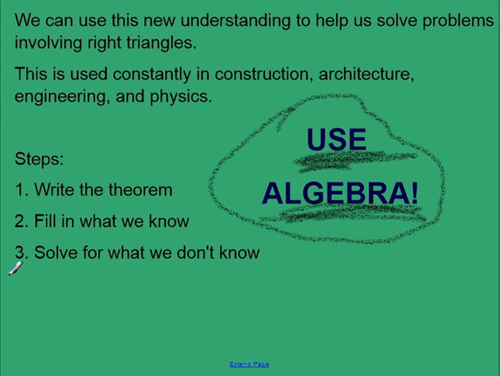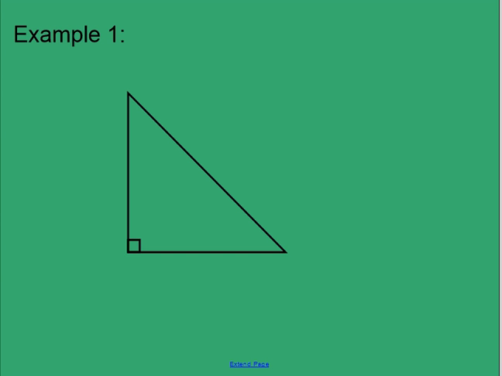So the steps are really, really simple. You just write the theorem down, you fill in what you know, and then you solve it for what you don't know. And these same steps are going to be really helpful in our next unit, which is all about 2D and 3D shapes, finding area, perimeter, circumference, volume, etc. Okay, so let's go through an example.